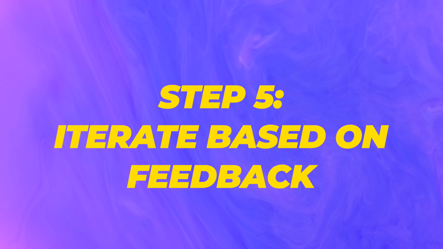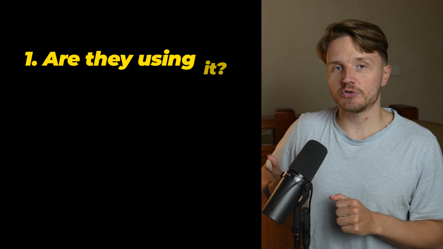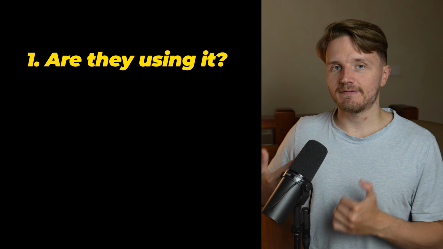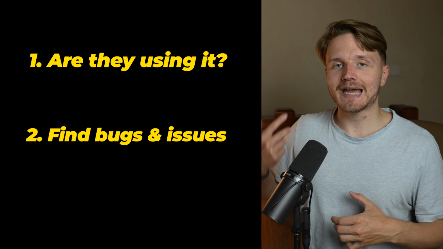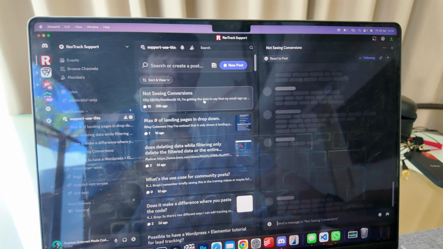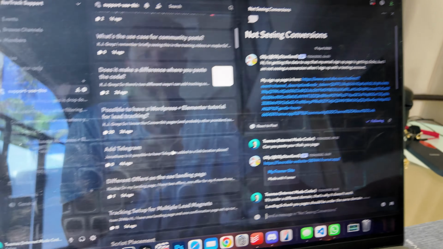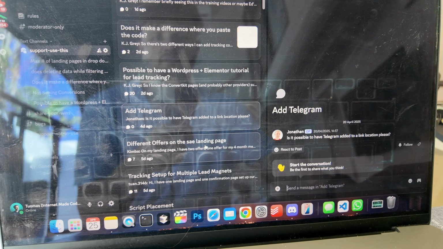After this, step 5 is to iterate it based on feedback. So once you have these test users, your main goals now are to figure out if these test users are actually using it and finding value in your application. And number 2, to find as many bugs and issues and areas of improvement as possible. So to find this out, I recommend, like we did, creating a customer support channel. We just created a Discord channel where people can send messages to you directly, and you want to be very active there, respond very quickly.